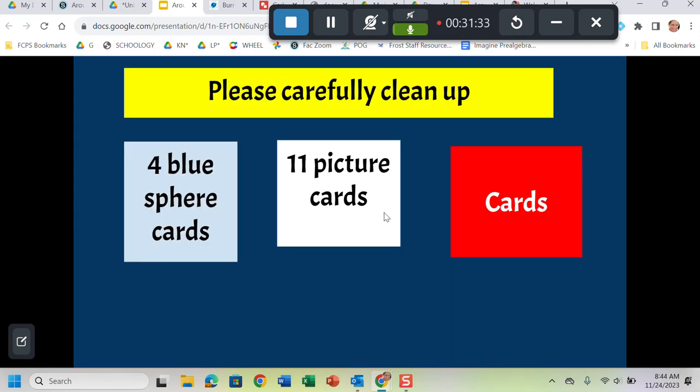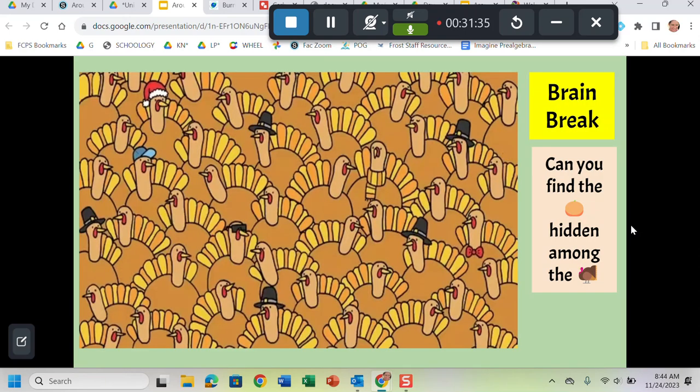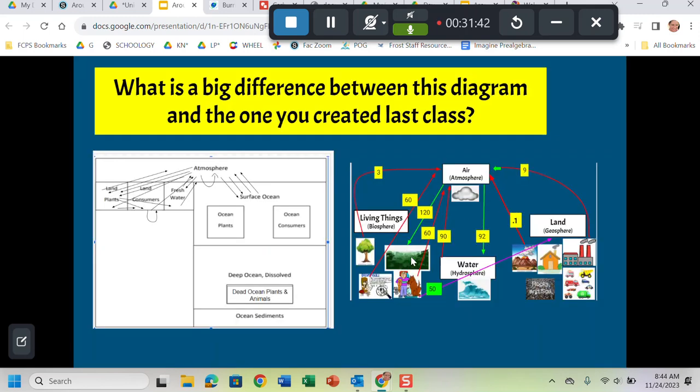Okay, and so then we cleaned up our cards and we had a little brain break, although we never found that pumpkin in any of my classes, so maybe it's not there.